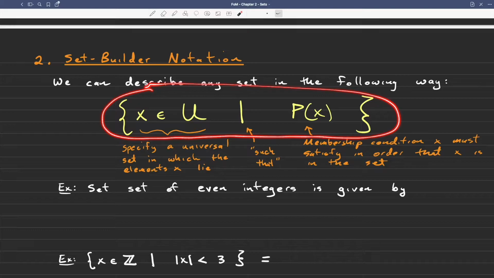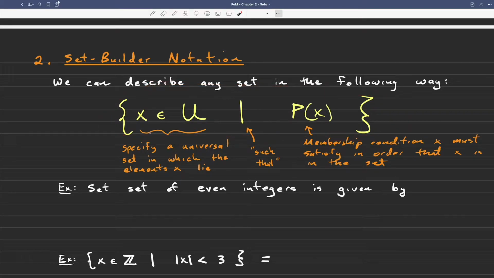You still use curly brackets to indicate that you've got a set. And then what you do is on the left-hand side, you specify a variable that represents an element. You specify a set that element has to lie in. This is called the universal set, or sometimes we call it the set of discourse. It just says what kinds of elements we're talking about. And then you specify a property that x must satisfy to be a member of the set. That's called the membership condition.